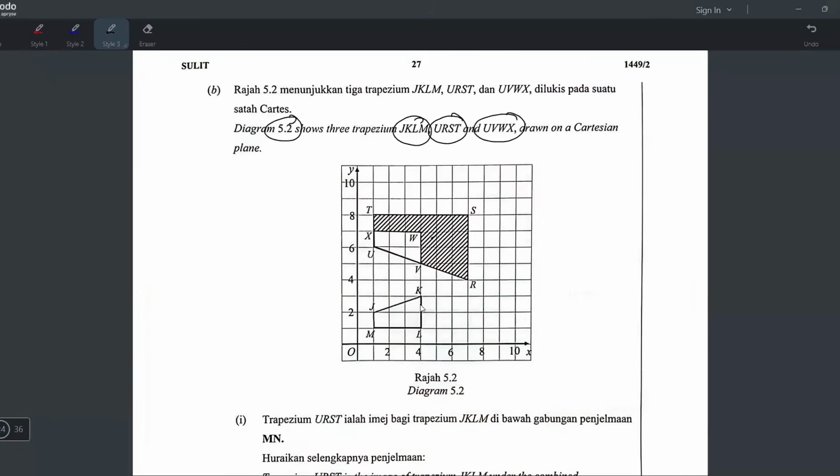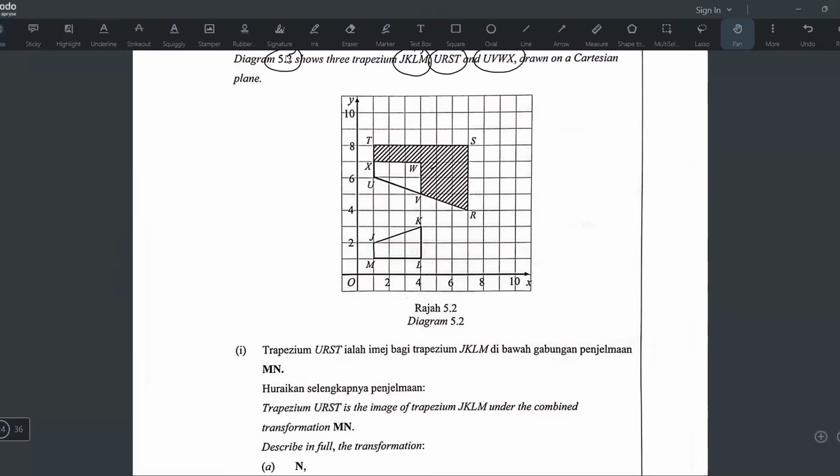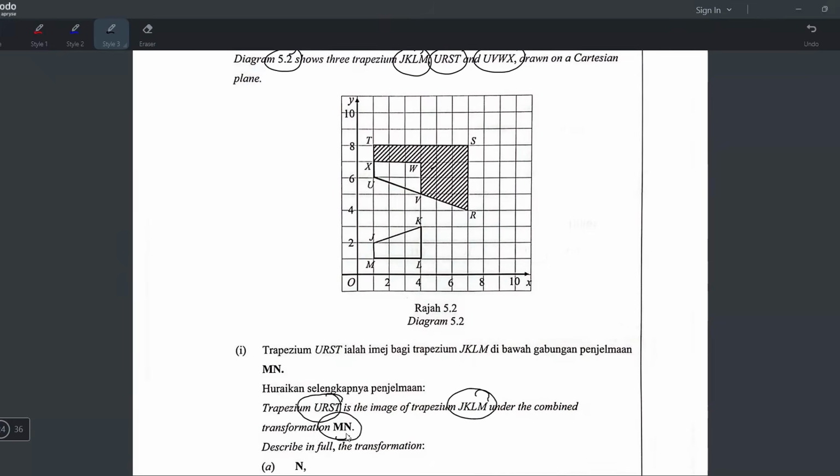There's 3 trapezium. But we still don't know which one is the object, which one is the image. So don't go on and try to describe now. If you describe now, must you describe wrong one, right? Because you don't know who's the object and who's the image, right? So you have to keep reading. Dia mesti akan cakap. So dia dah bagi tahu sini, trapezium URST is the image of JKLM under combined transformation MN. Okay, MN means N followed by M.